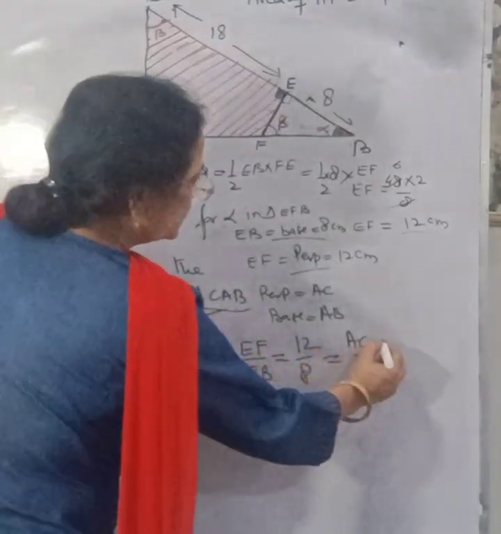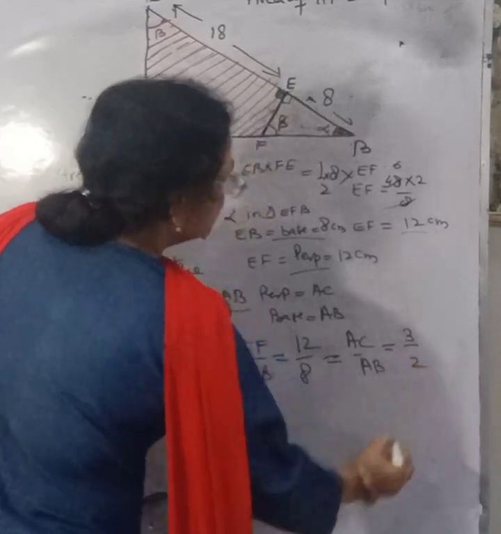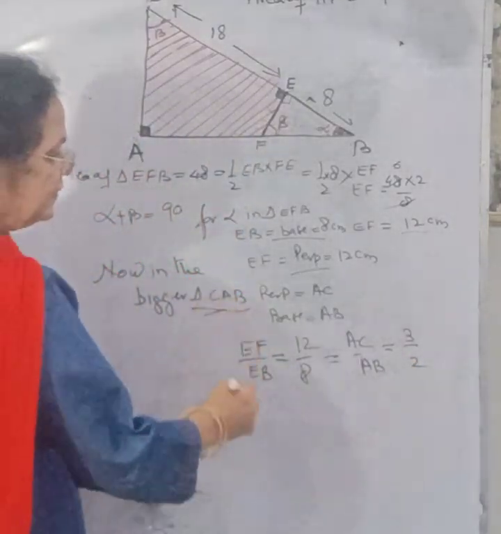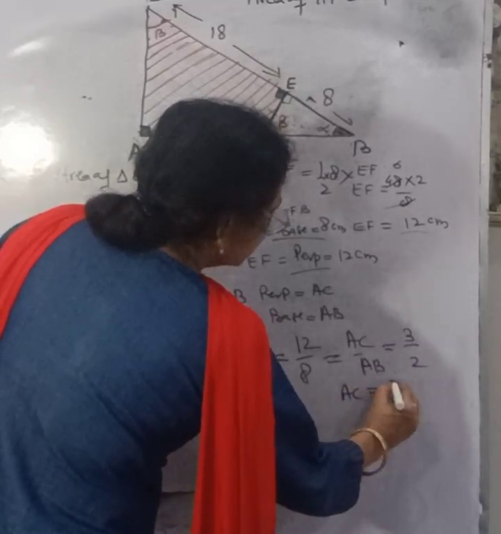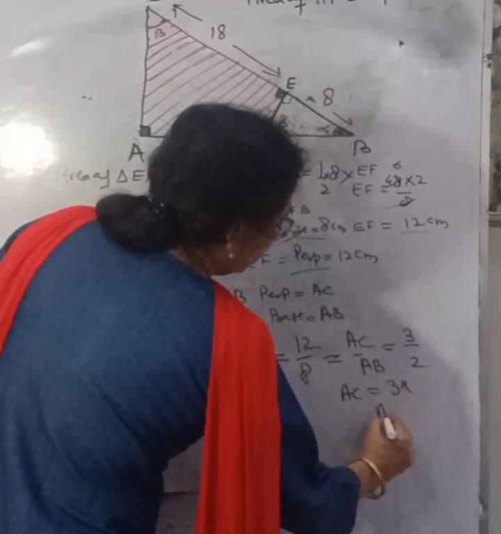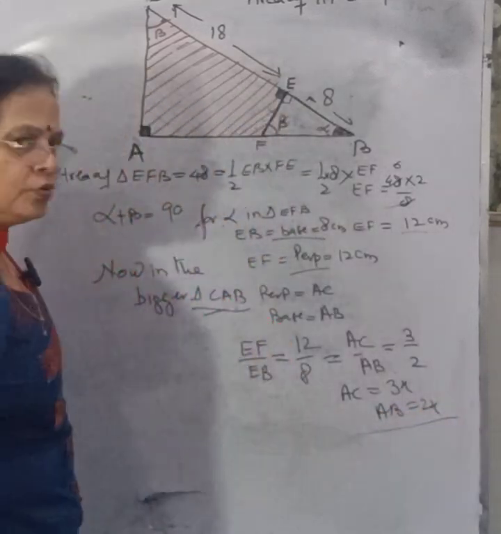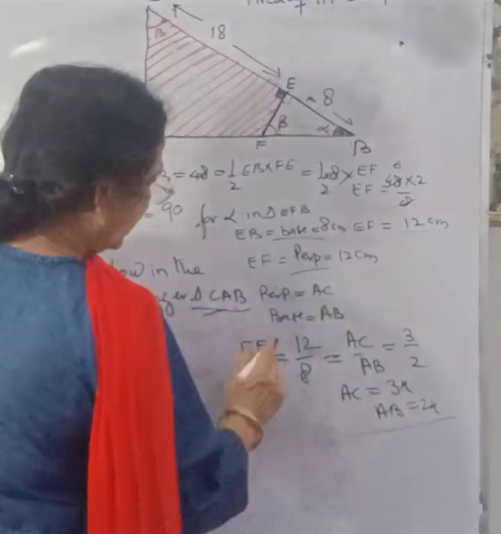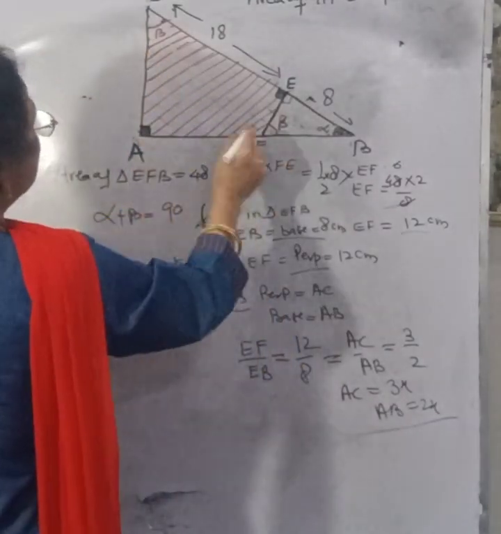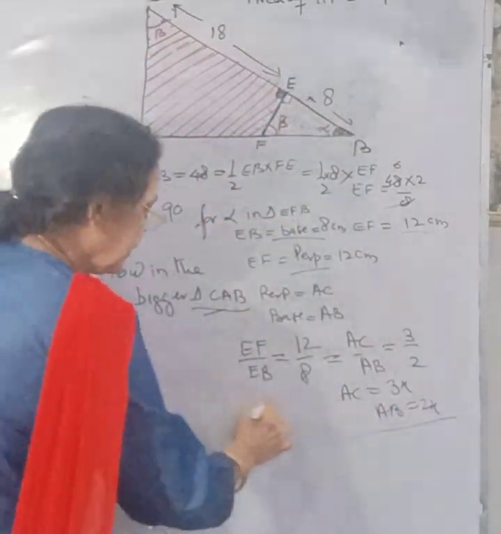AC upon AB are in the ratio of 3:2, or we can say it is equal to a constant: if AC is equal to 3 times x, then AB will be equal to 2 times x, where x is a constant not known to us, which is to be found by us. Hence the area of the bigger triangle will be equal to 6x square.